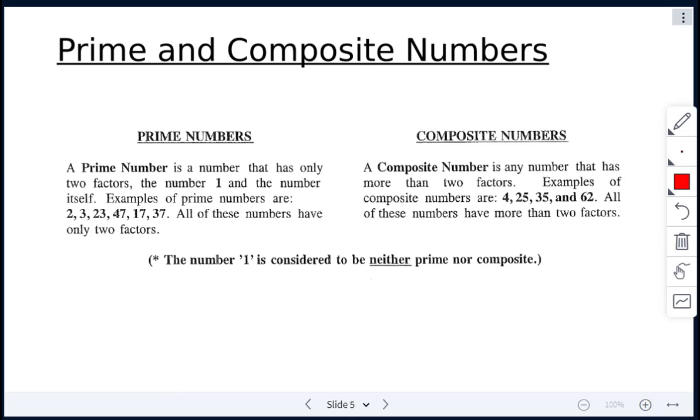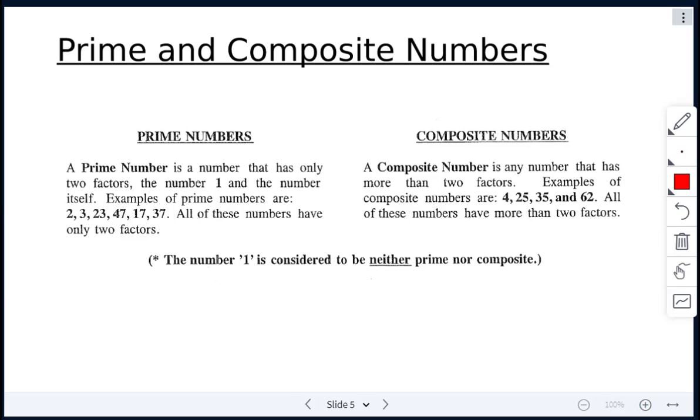Next we are looking at prime and composite numbers. A prime number is a number that has only 2 factors, the number 1 and the number itself. For example, the numbers 2, 3, 23, 47, 17, 37. All of those numbers only have two factors, 1 and the number itself, so they are considered prime numbers. A composite number is any number that has more than two factors. For example, 4, 25, 35, 62 have more than two factors.